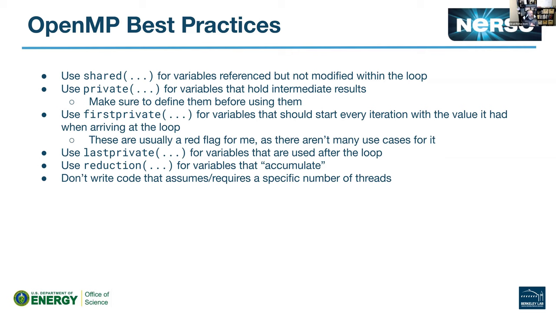One of the other best practices is do not write code that assumes or requires a specific number of threads. Fortran doesn't really have any way of saying whether we're going to be using threads or not. Do concurrent has no way of indicating whether we're executing in parallel or not. So there's really no way to write regular Fortran code and do concurrent loops that would require a specific number of threads. OpenMP has a variety of library functions that you can call.